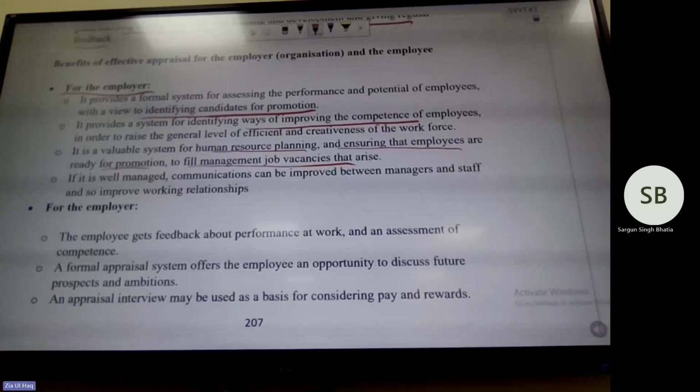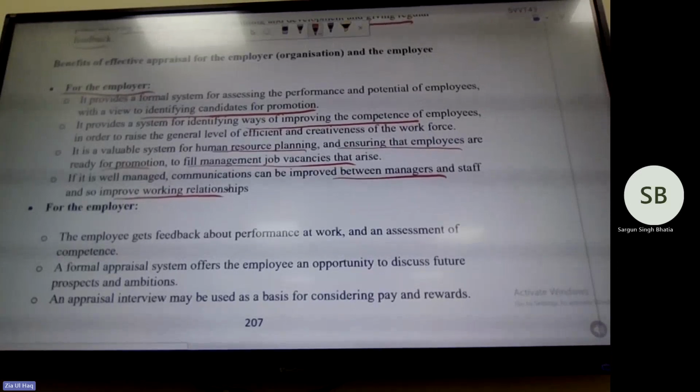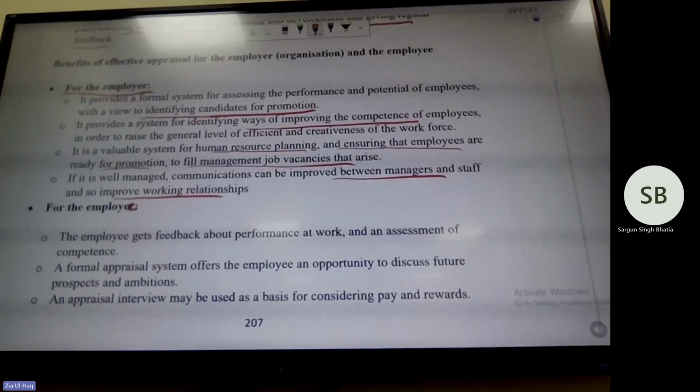And with well-managed appraisal, communication can be improved between managers and staff. Obviously, they will work, sit together, discuss things. So there will be good communication that results in a good relationship between management and employees. What are the benefits for the employee? It's not for the employer, it's for the employee. The employee gets feedback about his performance at work.